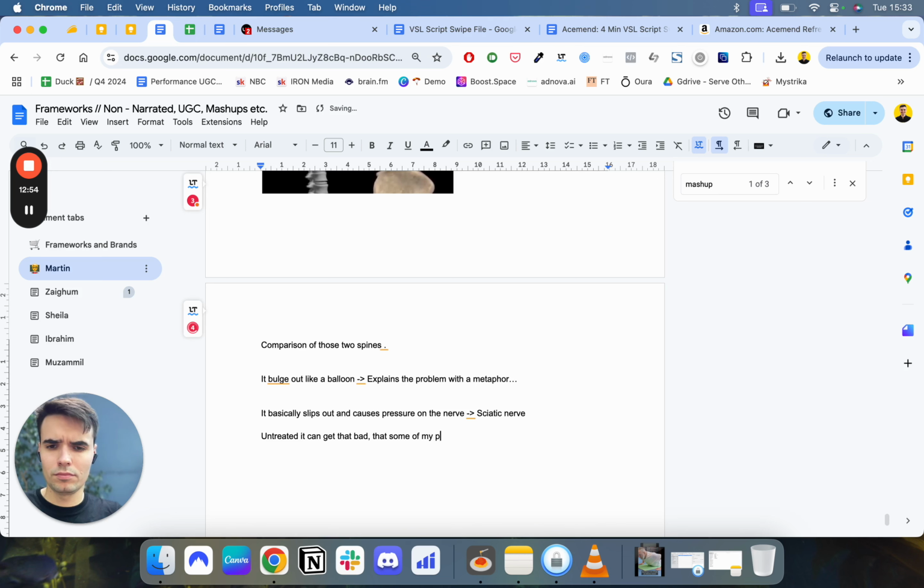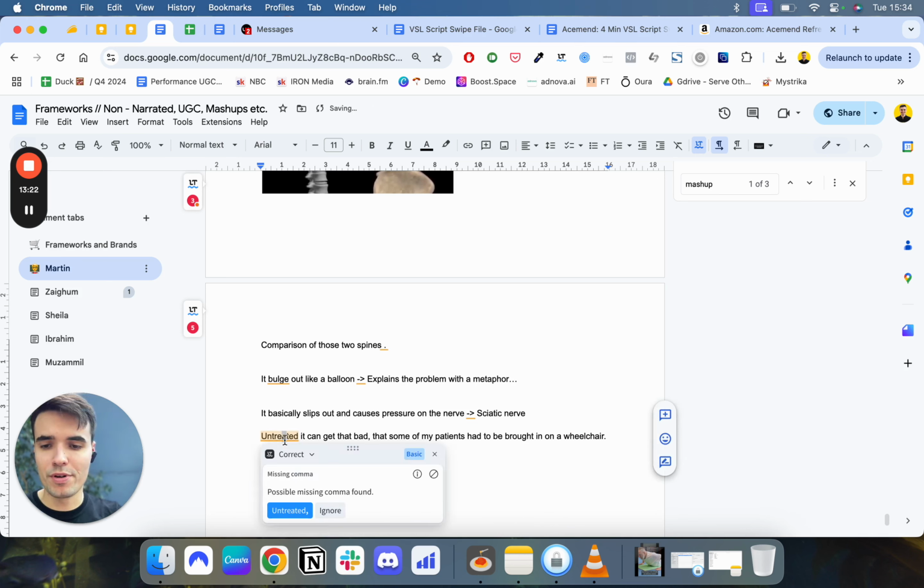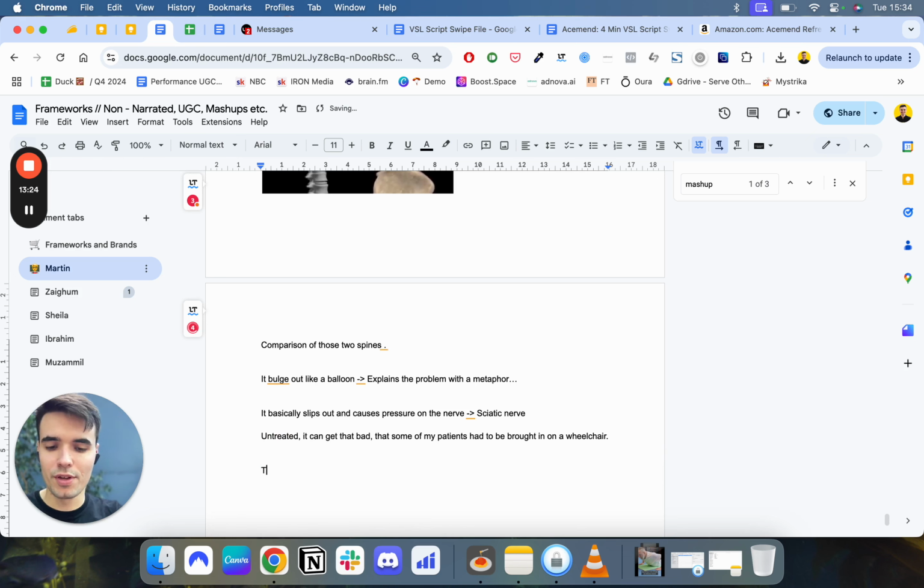Okay, now how can you restore that natural curvature in the back? Remember earlier. So it's a very interesting one. If you don't treat it right now, this pain that you have, you could end up like my other patients that have had to be brought to my office on a wheelchair. So what can you do to prevent this? Here is the start of the unique mechanism of solution.